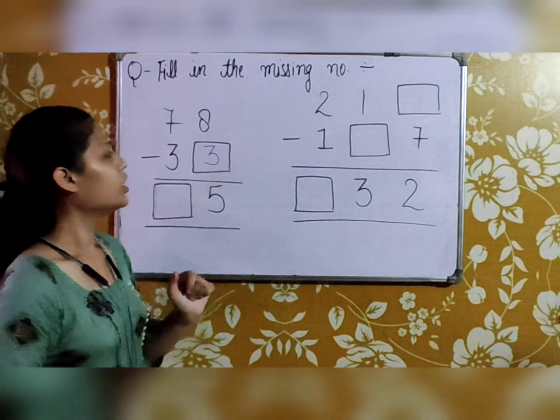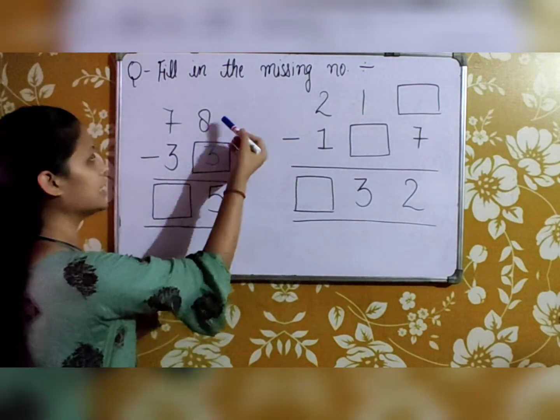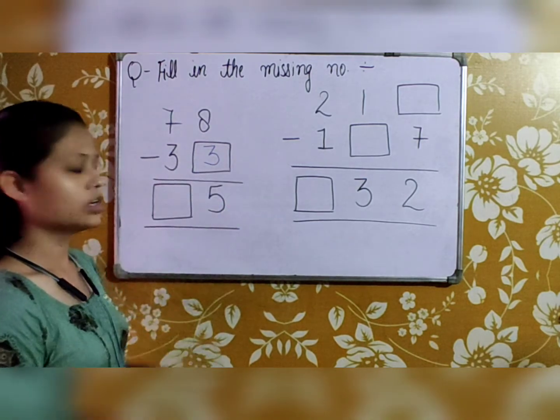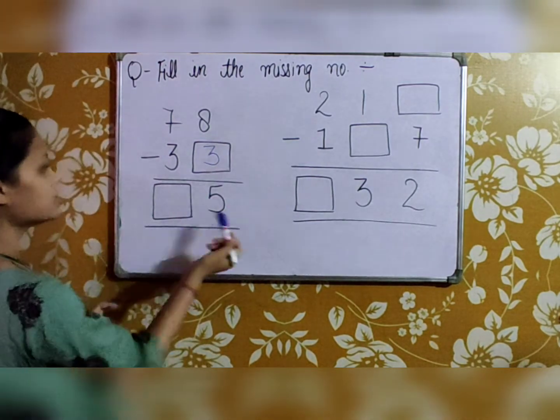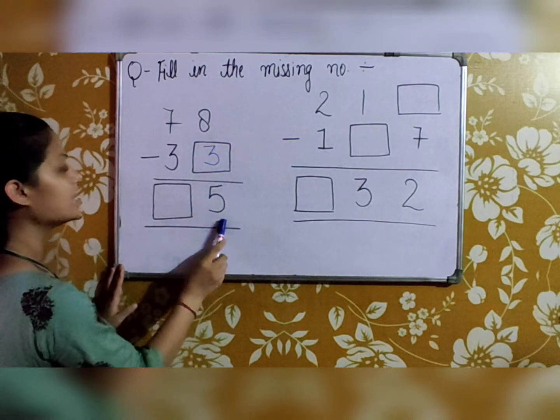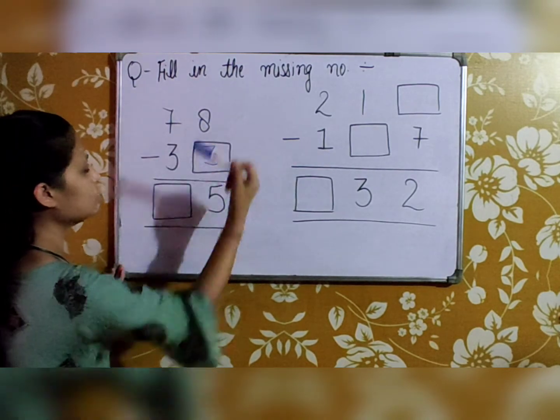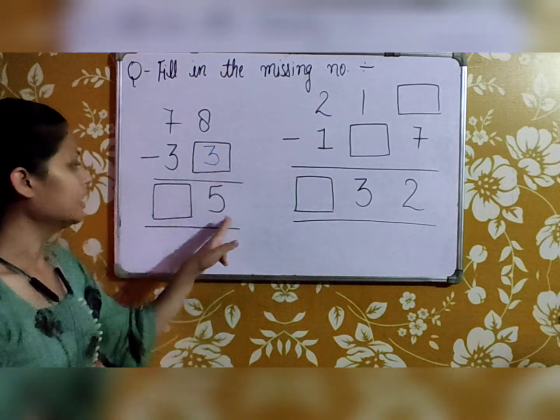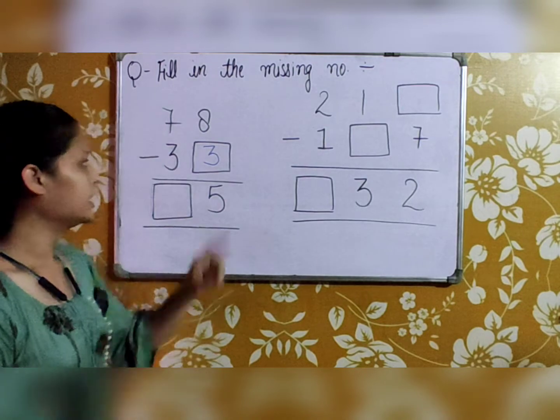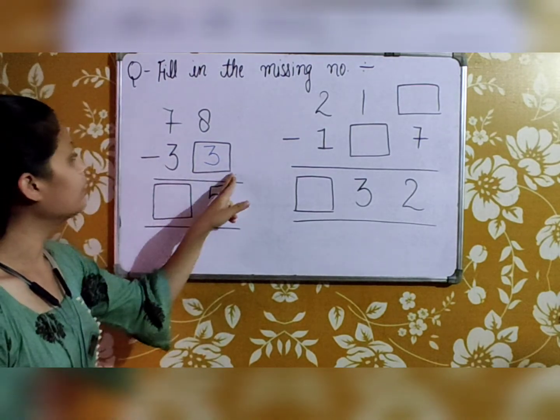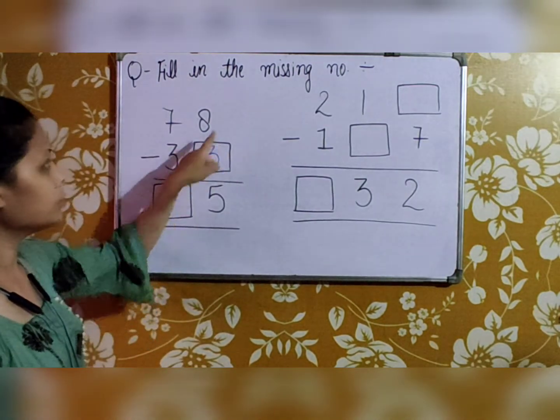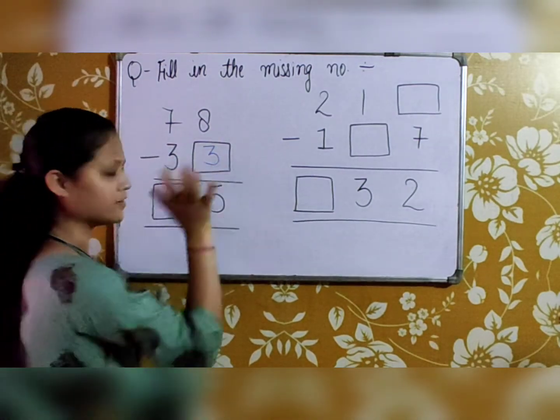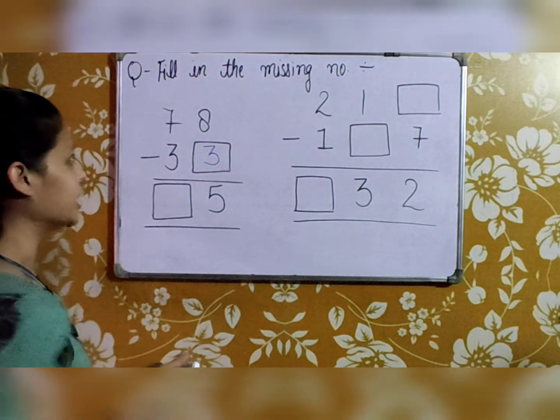Now if you check the answer, 8 minus 3 is 5. So this is correct. This is how you will do it: first, if the answer is given and minus is written here, you will do 8 minus 5, and the answer will come 3. Then, when we have got the answer, you do 8 minus 3, which is 5. So it is correct. This is how you recheck it.